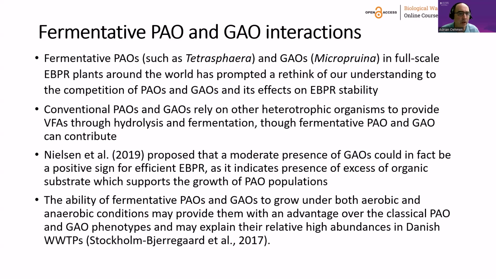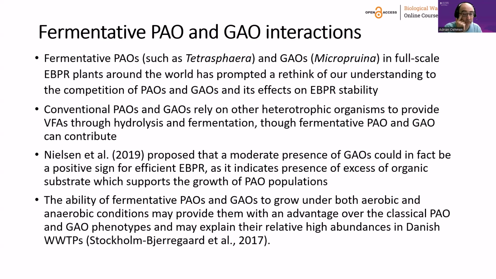So basically, if we think about conventional PAOs and GAOs relying on VFAs, they take up VFAs, then other fermentative PAOs and GAOs can contribute towards generating those VFAs. And that's what Tetrasphaera and Micropruina can potentially do. So these organisms can contribute towards VFA production. Other heterotrophic organisms can also provide VFAs through hydrolysis and fermentation as well.